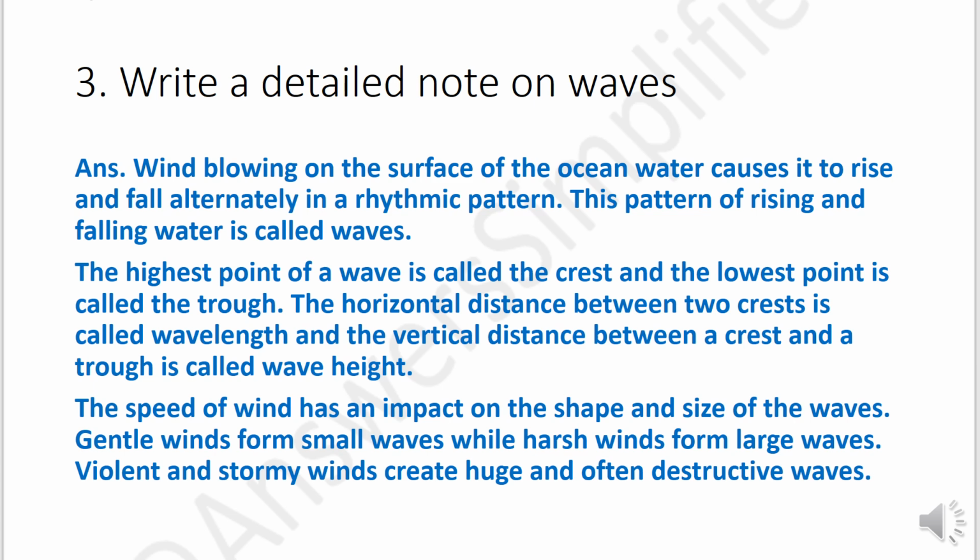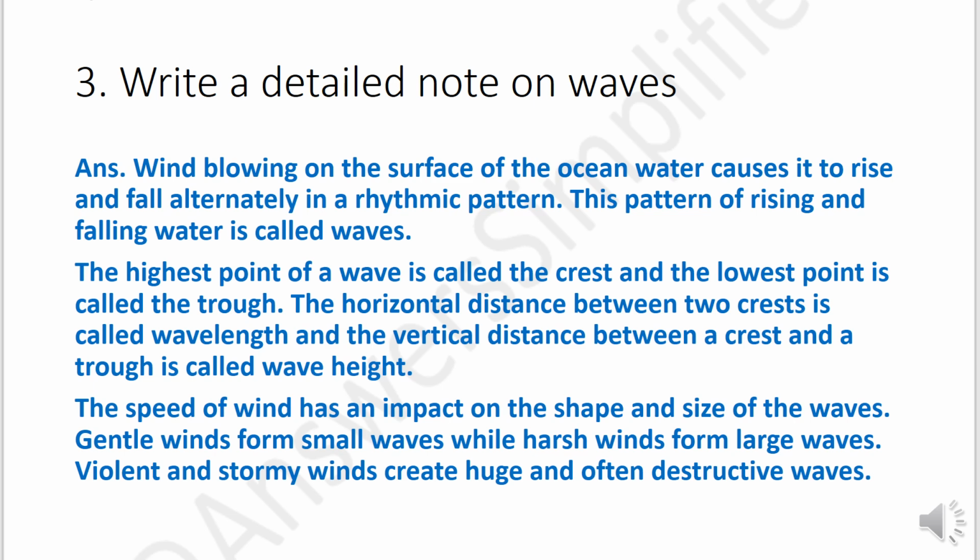Question 3. Write a detailed note on waves. Answer. Wind blowing on the surface of the ocean water causes it to rise and fall alternately in a rhythmic pattern. This pattern of rising and falling water is called waves. The highest point of a wave is called the crest and the lowest point is called the trough.